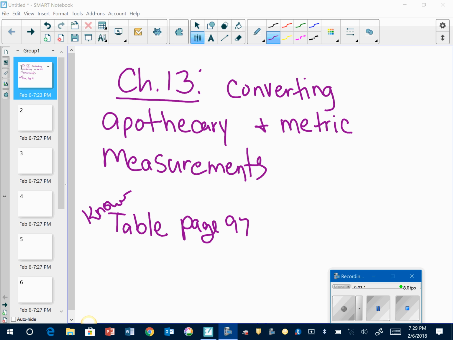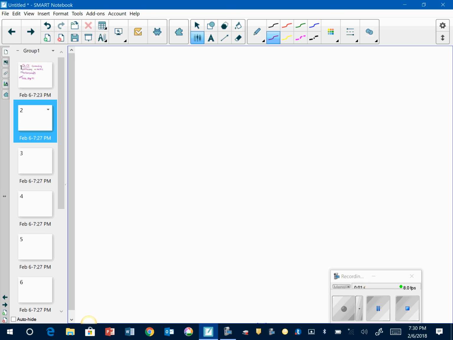1 dram equals 5 milliliters, which is also equal to 1 teaspoon, and 1 fluid ounce is equal to 29.6 milliliters, which is often rounded to 30 milliliters. Some prescribers order medications using the apothecary system of measurement. The most commonly used apothecary measures are grains to measure weight of solids and drams to measure volume of liquids. This is pretty much the same converting that we did in the last chapters, you're just using a different measurement.